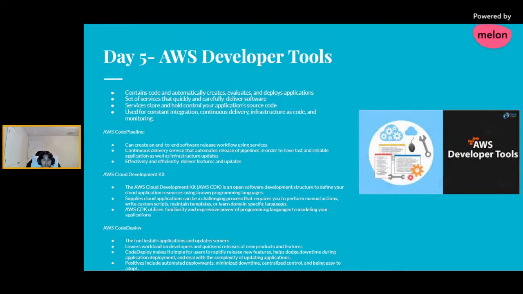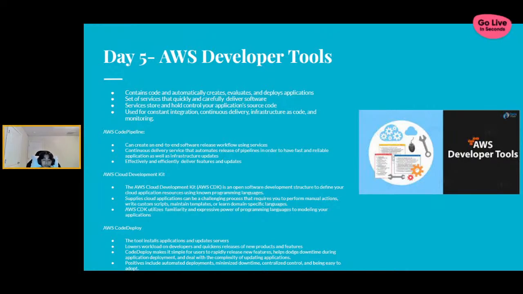AWS CodePipeline can create an end-to-end software release workflow using services. It's a continuous delivery service that automates the release of pipelines in order to have fast and reliable application as well as infrastructure updates. It also effectively and efficiently delivers features and updates.